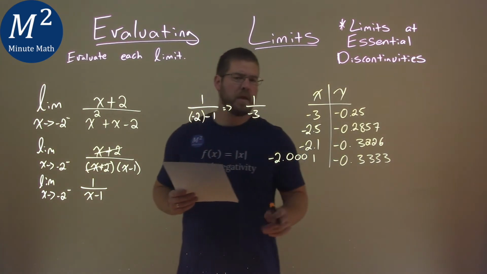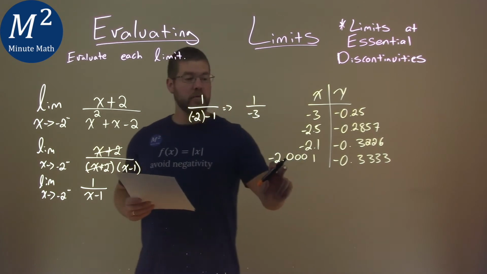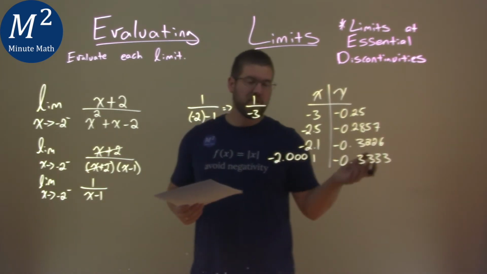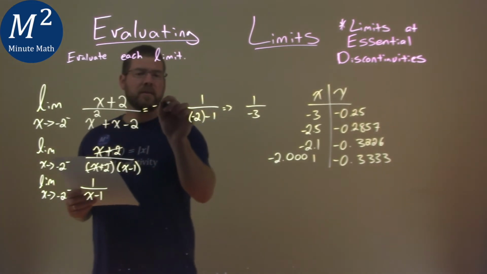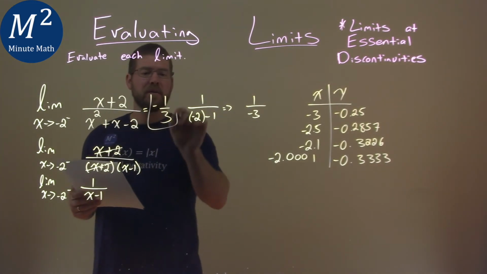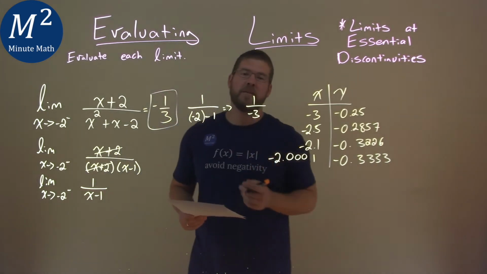0.3333. And we can see as we get closer to negative 2 from the left side, we're really approaching negative 1/3. And we saw that there. And so this limit here is negative 1/3, and that is our final answer.